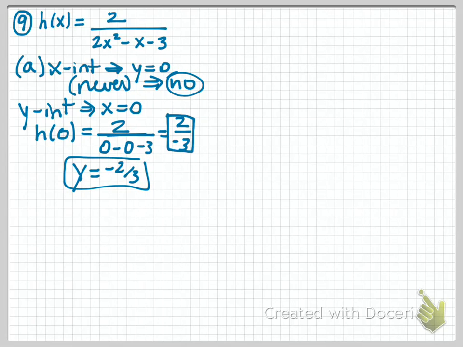And then for part B, we are to factor the denominator, which you should do even without being prompted, but I put that in there just so you won't forget.